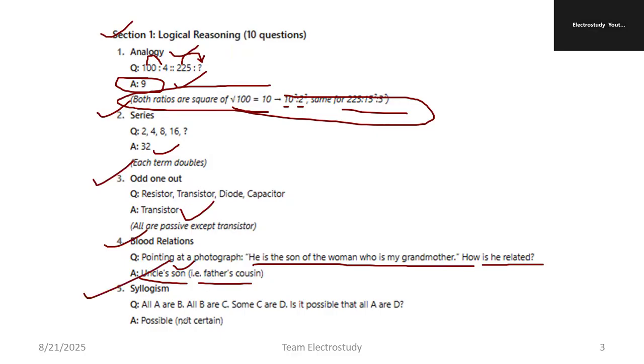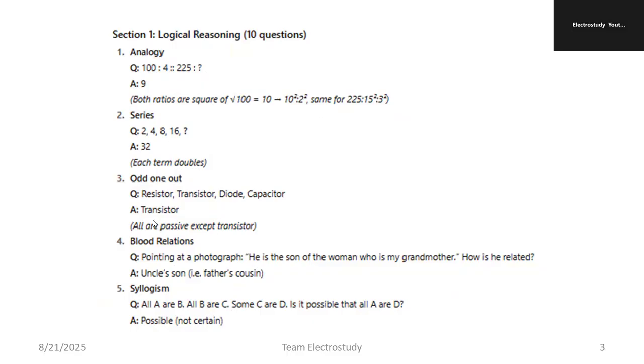Then syllogisms are also very important. All A are B, all B are C, some C are D. Is it possible that all A are D? The answer is correct or not. Yes or no type questions you may get. Syllogisms: you should have some simple analysis skill. If it is possible, that means the answer is true. So you can prepare some questions according to this particular pattern.